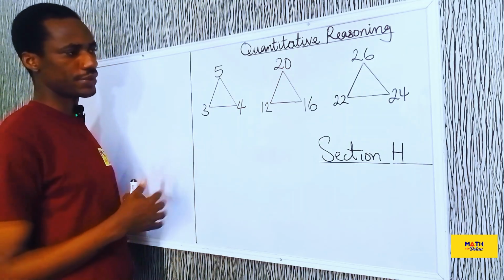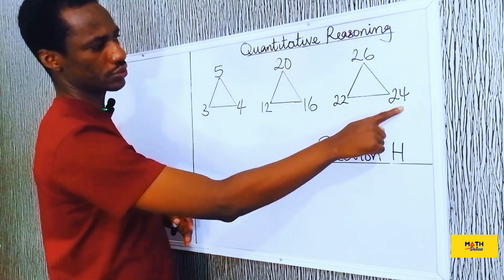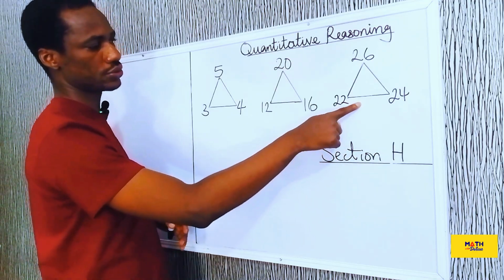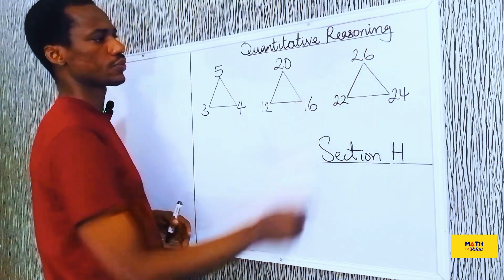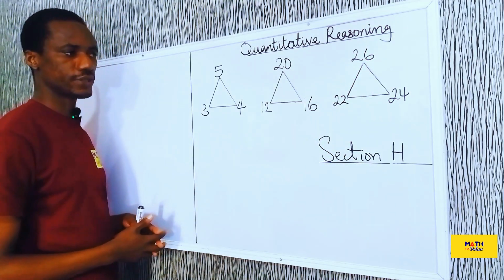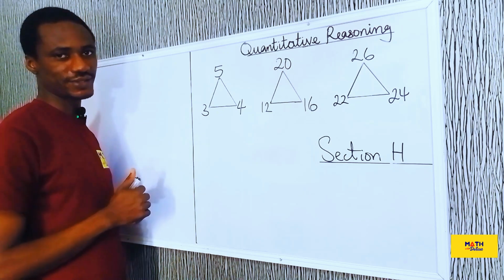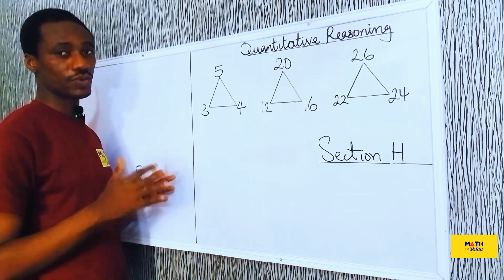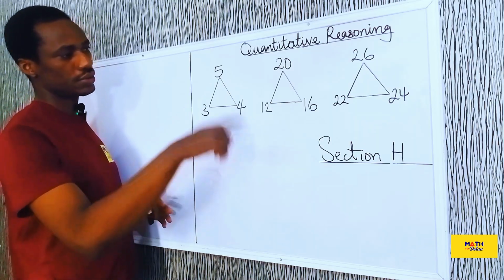Can you see the regular pattern here? 22, 24. So if I add 2 to 22, I'll have 24. 24 plus 2, 26. So they have a common difference, all right? They have a what? A common difference. So all you need to do is to check the pattern.